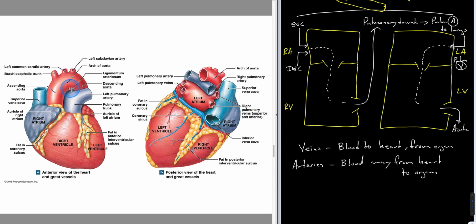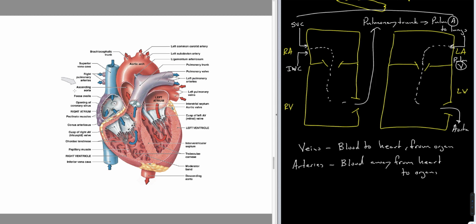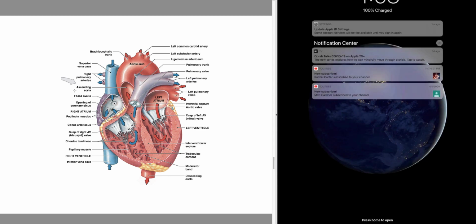Now, physically attaching the aortic arch to the pulmonary trunk is a little ligament here called the ligamentum arteriosum, our Harry Potter ligament. And this is a leftover structure. We call this a vestigial structure of the fetal circulation. So I will be outlining what that is in the blood vessel chapter. That blood vessel chapter will be covered in Unit 4. Okay. So let's look now on the inside.